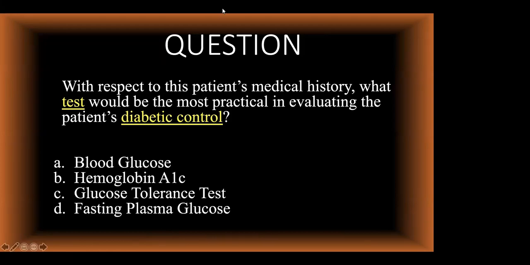Second question, with respect to the patient's medical history, what test would be the most practical in evaluating the patient's diabetic control? Patient said that they're a diabetic. So even though they say they're controlled, we have a duty to evaluate that patient. Is it blood glucose, hemoglobin A1C, glucose tolerance test, or a fasting plasma glucose? So please select one of those answers and press submit.